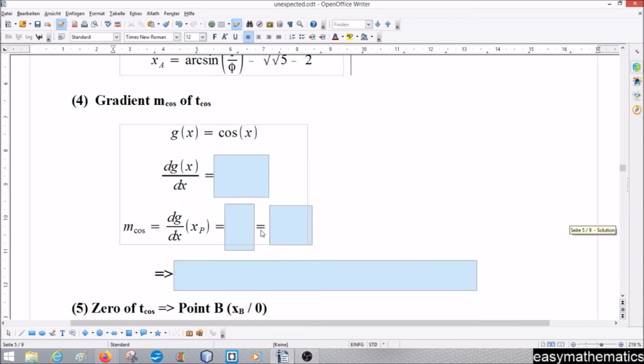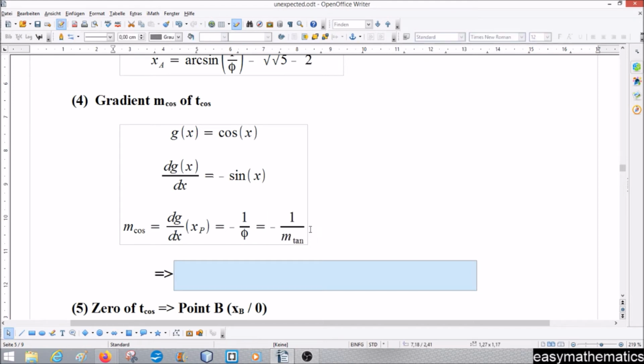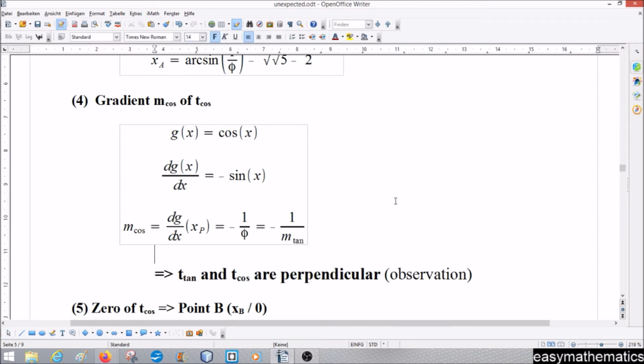We play the same game for the gradient of the tangent line on the cosine function. The derivative is already a sine function, negative sine of x. We plug in xp. This gives us minus 1 over phi, and if we take a closer look, this is minus 1 over the gradient of the tangent line through the tangent function. And you know what this means. We make an observation: T_tan and T_cos are perpendicular. It's just a nice observation. In other words, our triangle ABP is a right triangle. How beautiful is that?